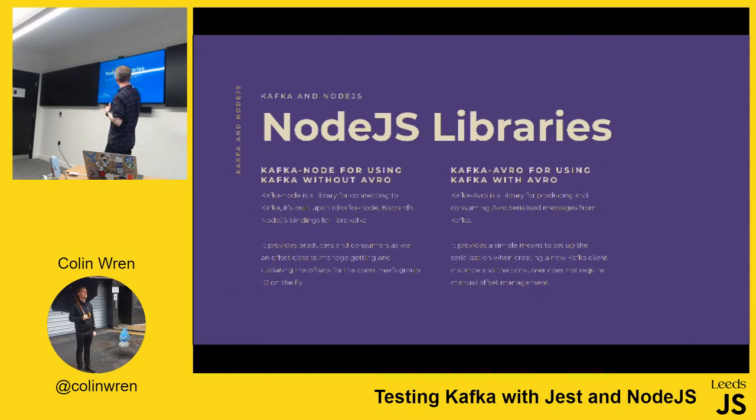Then you've got Kafka Avro if you need to use Avro. For some reason it's put this asset on there, but essentially it's a wrapper over Kafka Node, but with the Avro stuff in it, and it uses this AVSC library to do the deserialization.